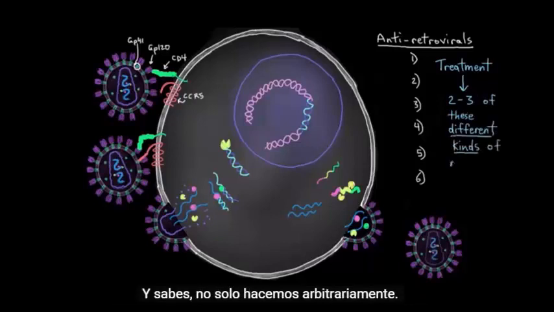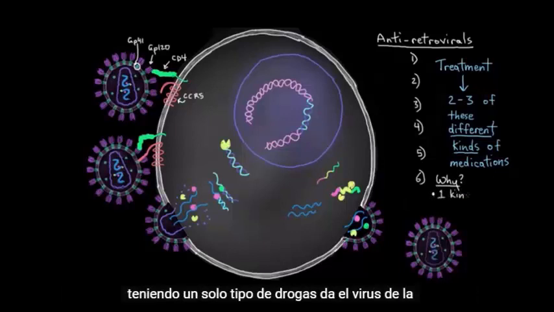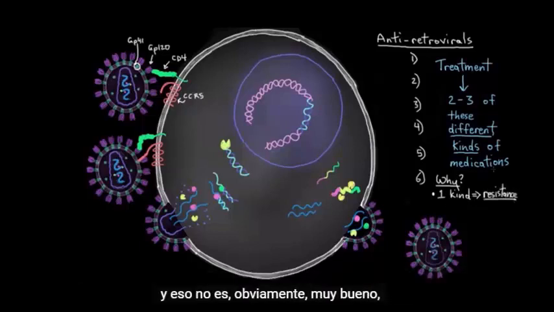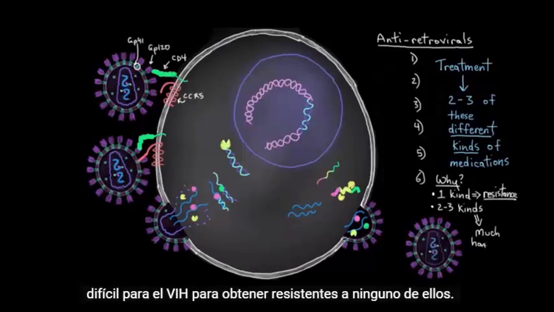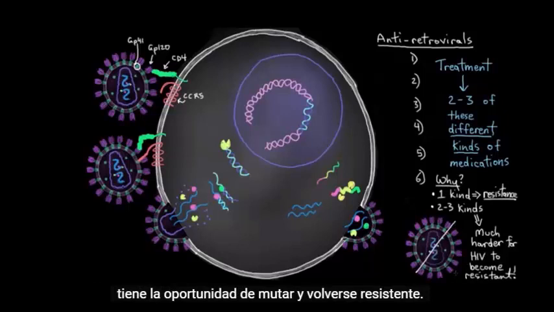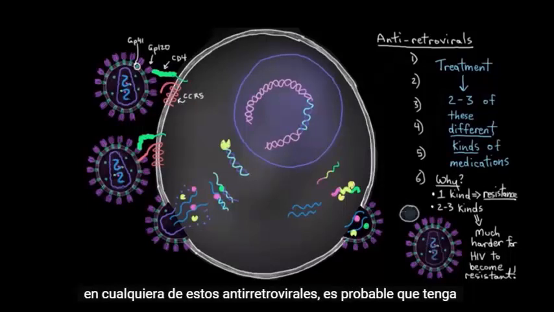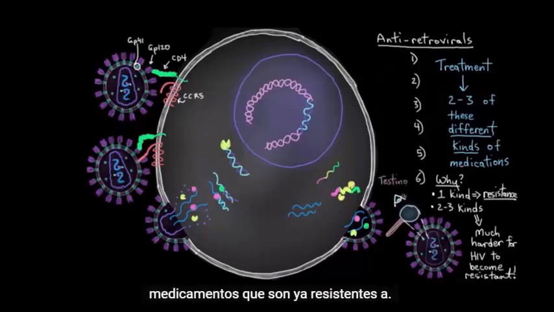And we don't just do that arbitrarily. The reason we do this is because it's been found that taking just one kind of drug gives the virus the opportunity, the chance to become resistant to that drug. And that's obviously not very good, but it turns out that giving a few different kinds, 2 or 3 all at once, makes it really tough for HIV to get resistant to any of them, because essentially the HIV dies before it has a chance to mutate and become resistant. So because of this, before you're actually started on any of these antiretrovirals, you'll probably have some testing done to see maybe which types of medications you're already resistant to.